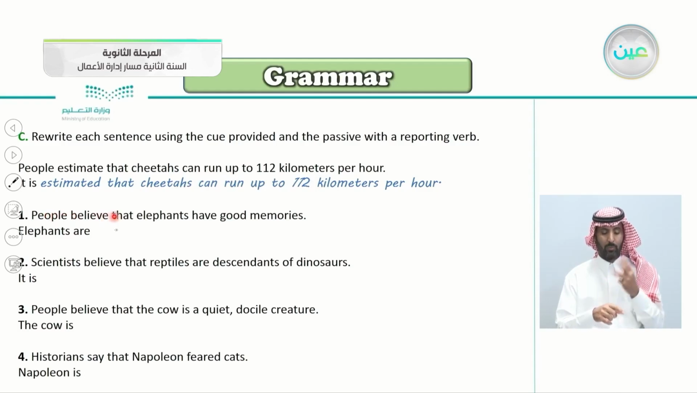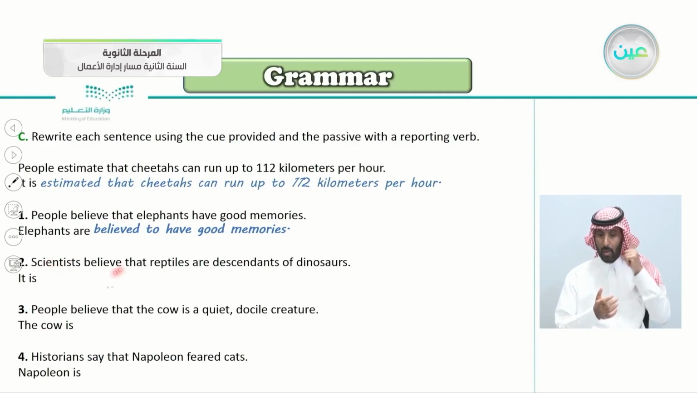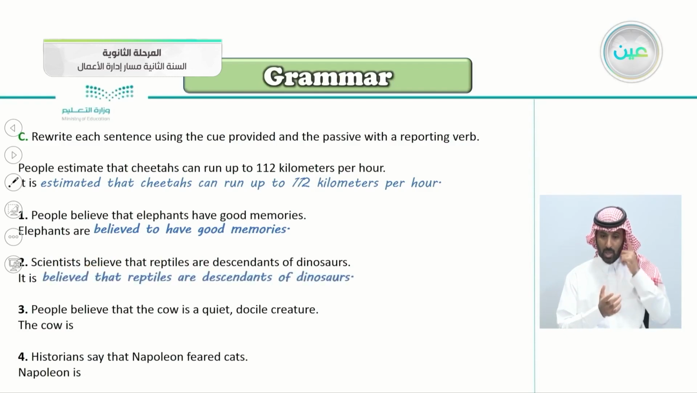Number one, people believe that elephants have good memories. Elephants have good memories. People believe. So we say elephants are, yes, believed to have good memories. Very good. Number two, scientists believe that reptiles are descendants of dinosaurs. So we have the word believe. Yes, we say it is believed that reptiles are descendants of dinosaurs.